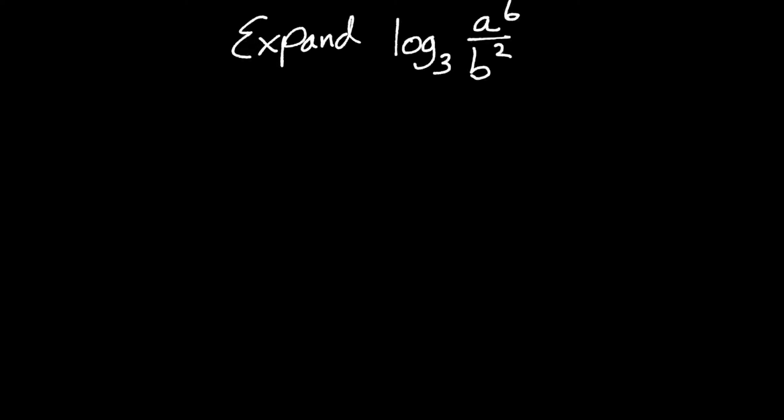Now before we even start, take a look at the log we're being asked to work with. Hopefully you start noticing, oh, I've got two different rules that are going to come into play when I try to expand this. First of all, I've got the quotient rule, because I have a fraction here, something over another piece. So I'm going to be expanding it out using the quotient rule. But I also should notice that both my numerator and my denominator have exponents, which means that the powers rule is going to come into play as well.